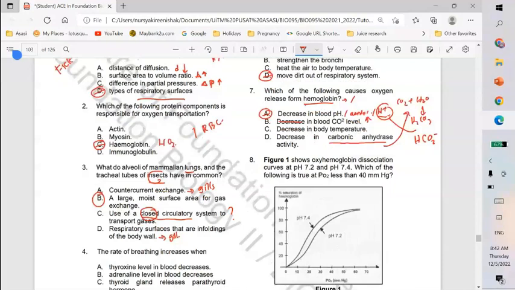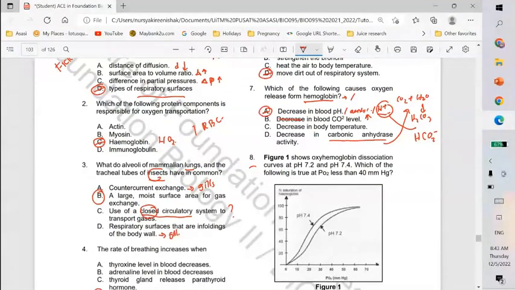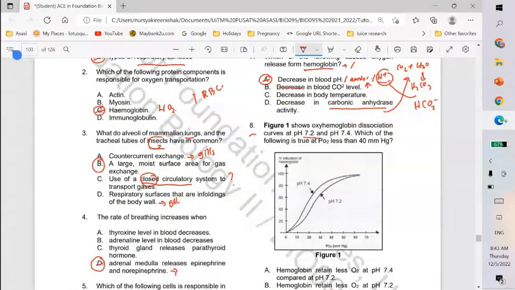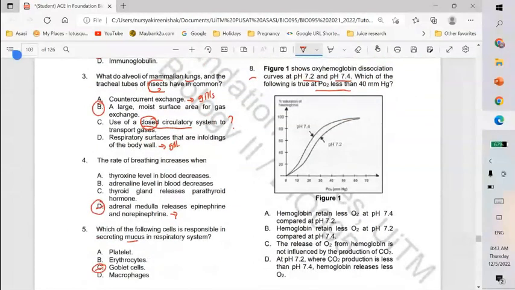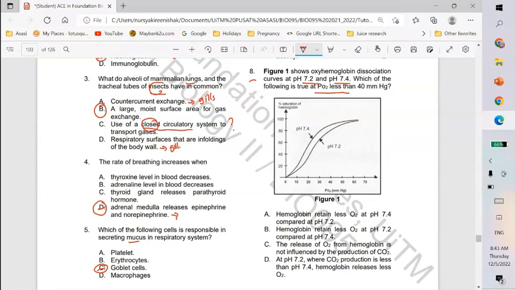So number 8, who? Intan. Figure 1 shows oxyhemoglobin dissociation curves at pH 7.2 and pH 7.4. Which of the following is true at partial pressure of oxygen less than 40 millimeter mercury? My answer is A, hemoglobin retains less oxygen at pH 7.4 compared to at pH 7.2. Why do you answer A? pH 7.2 is lower than normal, so it needs more oxygen to bring it back to the normal set point.